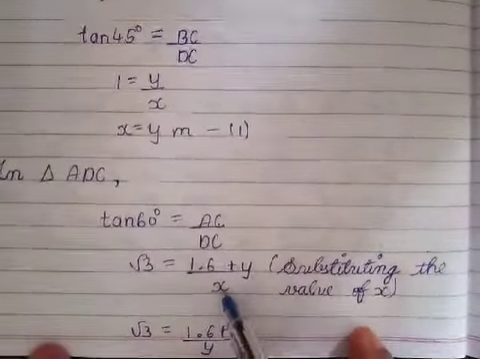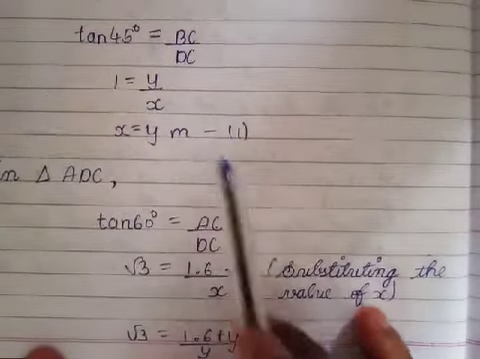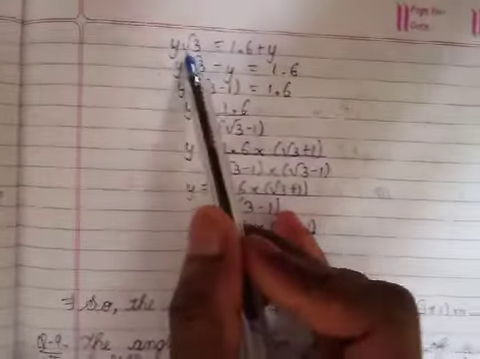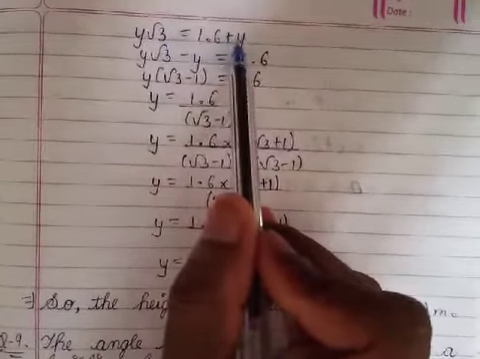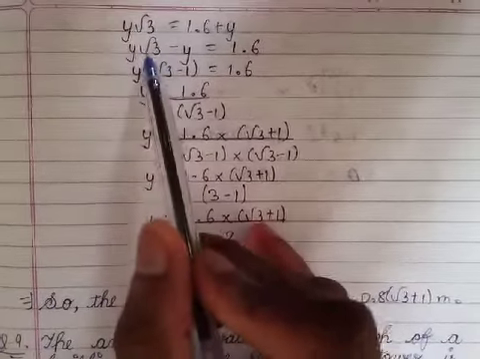Okay, so x is equal to y. First, from equation 1, x is equal to y. So in place of x, you write y, because you have to find y only. If you multiply here, what will you get? Root 3y is equal to 1.6 plus y. Y will come here, so it will be minus.